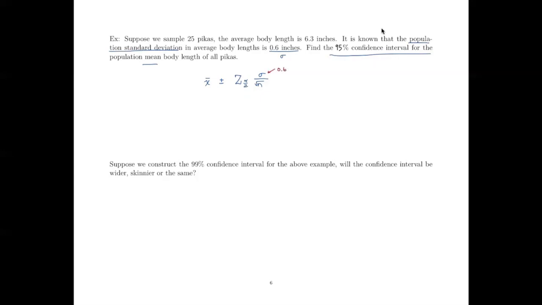And working off of that, we also need to figure out what n is. That's our sample size. In this case, it says we're sampling 25 picas, so we're going to plug in 25 here for n. Okay. X bar is our sample mean. And from our sample, it says here that it's 6.3 inches. So that's what I'm going to plug in here for X bar. So the only thing left to figure out is this z alpha over 2.